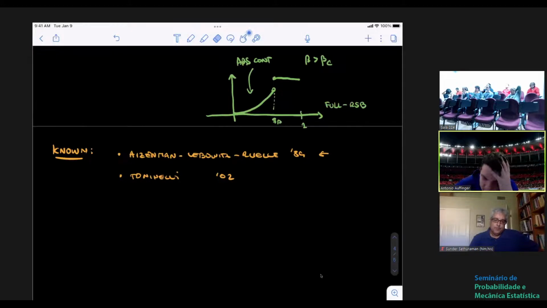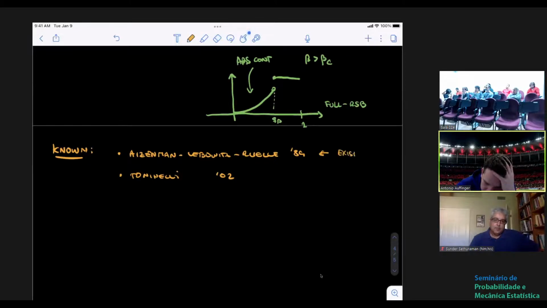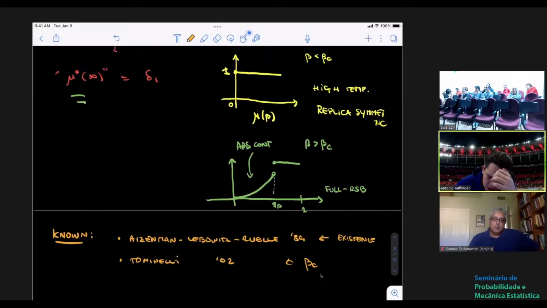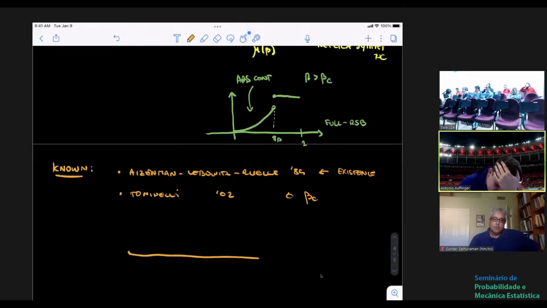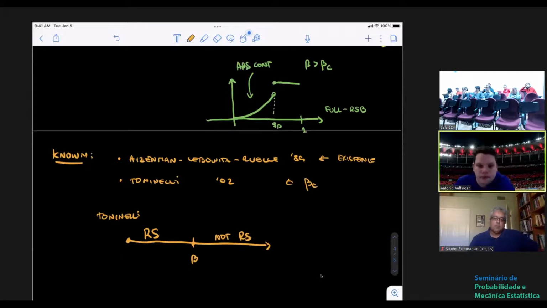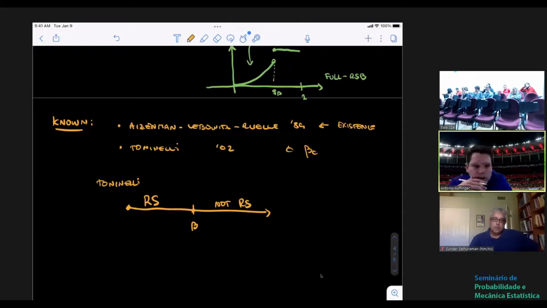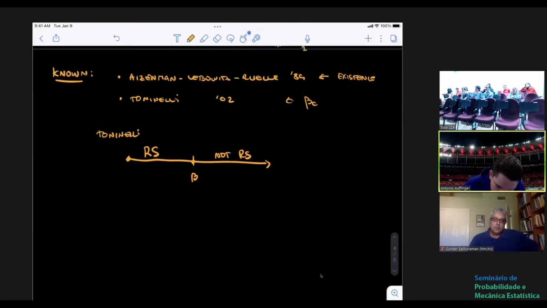Aizenman, Lebowitz, and Ruelle showed the existence of beta critical. Toninelli actually determined what beta critical is. So they showed exactly that there exists a number such that below it, the measure is replica symmetric. This is Toninelli. Above it, it is not replica symmetric. Is that okay? All right, so here's the first theorem.